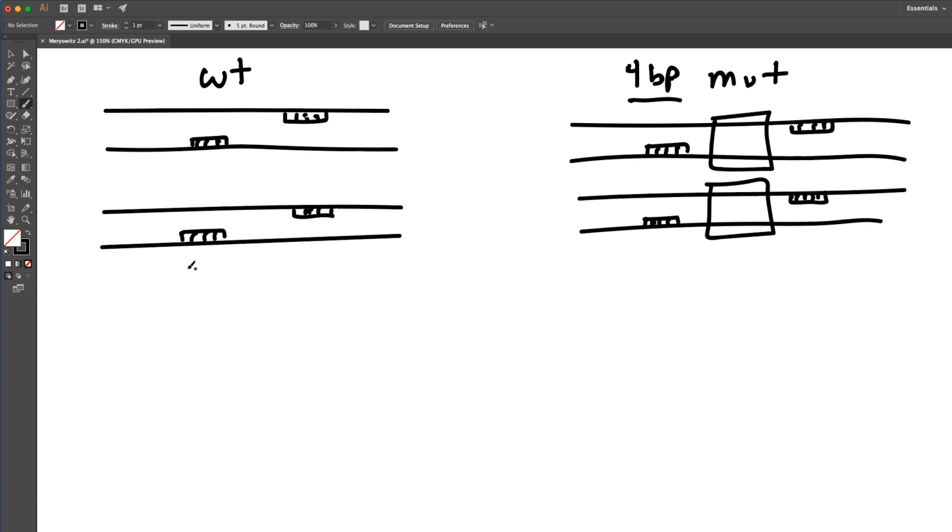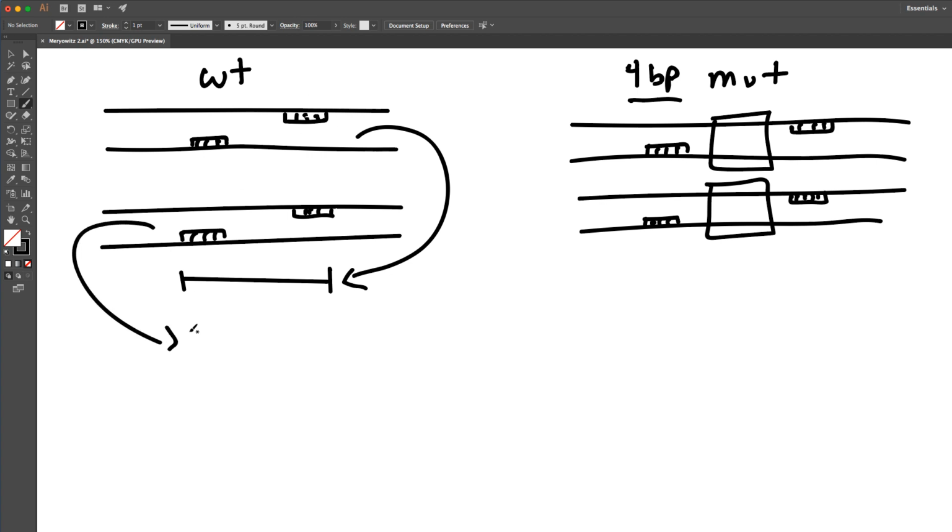So in wild type, when you PCR amplify the genomic DNA of the wild type individual, you're going to get two PCR products that are from here to here in length, and they're both going to be identical. So the one amplified from this chromosome, the first allele, will be of this size, and the one amplified by the second allele will be of this size. And of course, it's a PCR product, so this is double-stranded DNA.